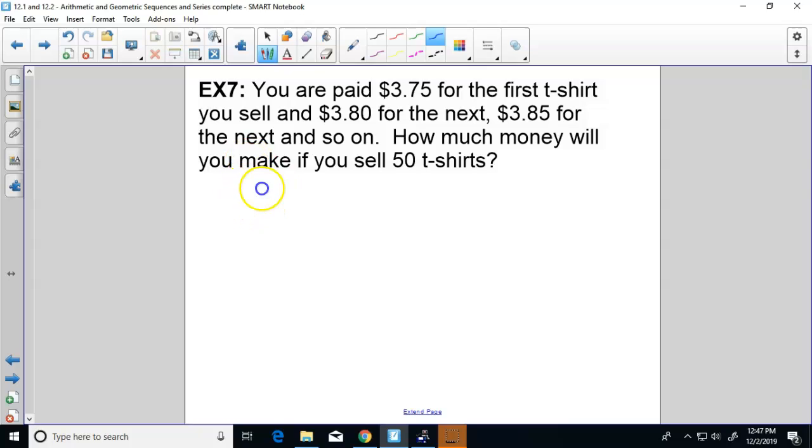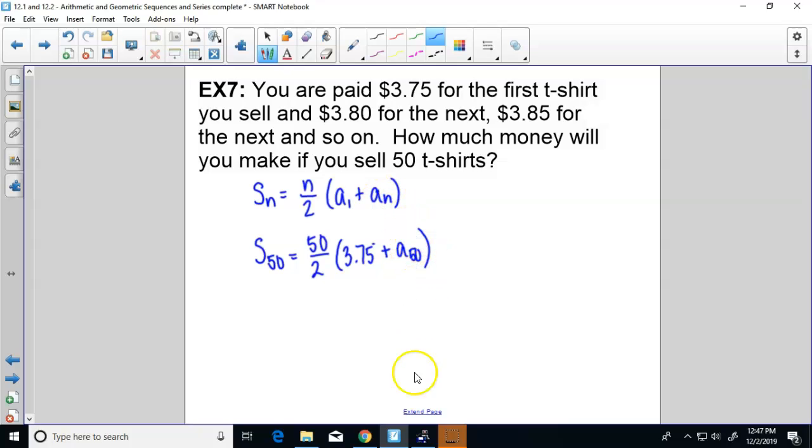We will be using that formula S sub n equals n over 2 times a sub 1 plus a sub n. And we could just take 375 plus 380 plus 385 plus 390 plus 395 and so on 50 times. But you're likely to mess up if you try to do that. So let's do it this way. S sub 50 would be 50 over 2 times a sub 1, which is 3.75, plus a sub 50. All of our n's are turned into 50, so this is a sub 50.